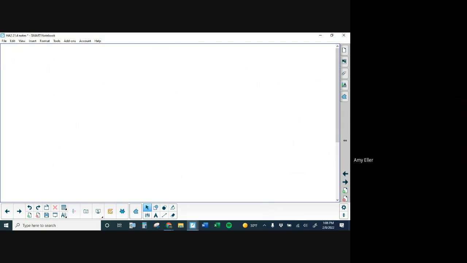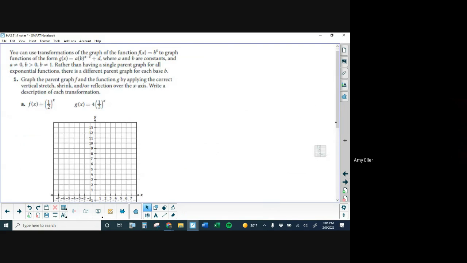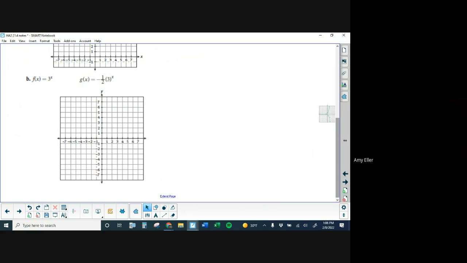Page 331, example B. You will see the parent function is listed first. Do we already have the points for that? Great. Plot those exact points so I can see the dots on your paper.